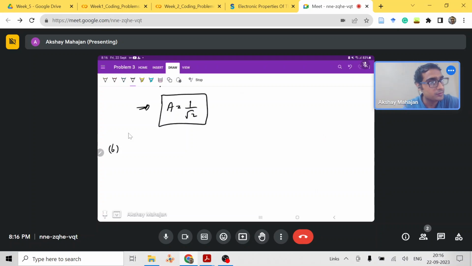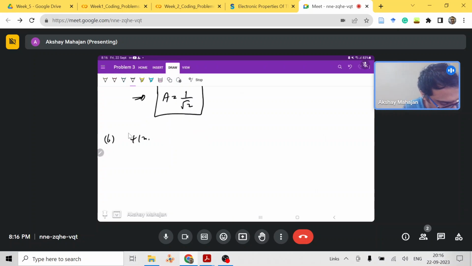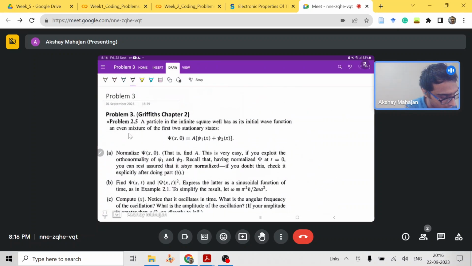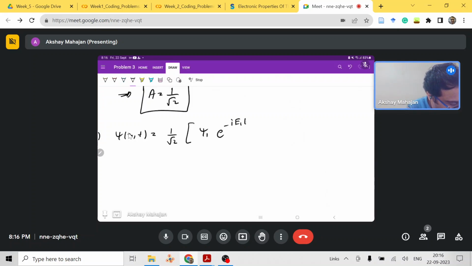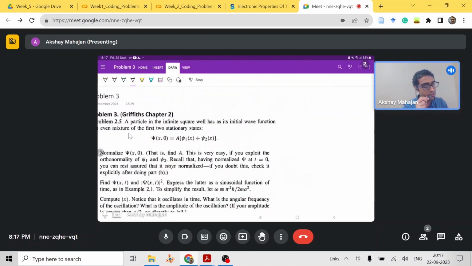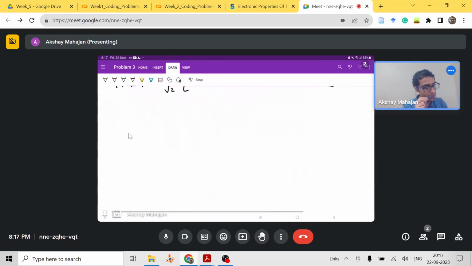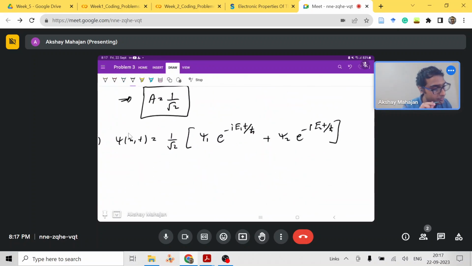Now psi of x comma 0, the initial state, is given to us. So how can we write psi of x comma t? We can simply write psi of x comma t as 1 by root 2, which is our a, times psi 1 of x times e to the power minus i E1 t by h cross, plus psi 2 of x times e to the power minus i E2 t by h cross. If I have to find the time dependent wave function, I have psi of x comma 0, and psi 1 and psi 2 are the eigenfunctions, so we can write E1 and E2.